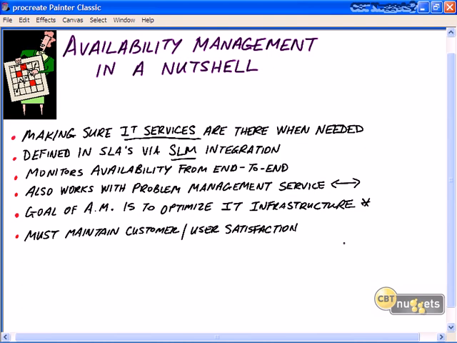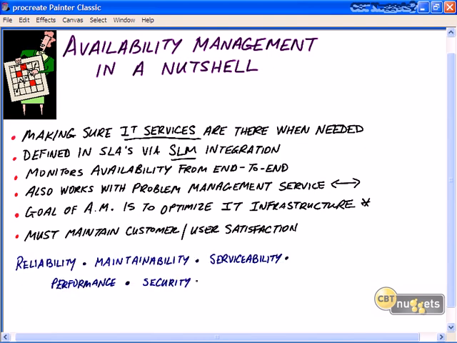Availability is the ability of a configuration item or an IT service to perform its agreed function when necessary. This is determined by things like reliability, maintainability, serviceability, performance, and security. And we'll talk about these things in this Nugget movie. As I've already mentioned, in the end result, availability is typically calculated as a percentage: 99.0, 99.1, 99.9, 99.99.